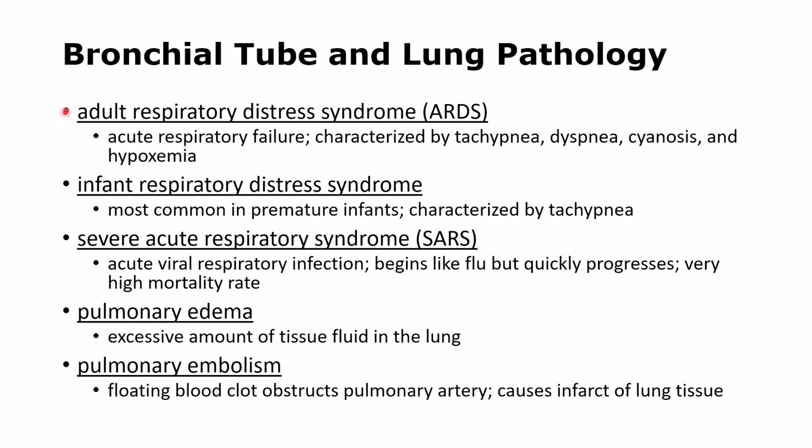Adult respiratory distress syndrome is a respiratory failure. The person has shortness of breath, and that's why they are breathing a lot, breathing fast, and because of the shortness of breath and lack of oxygenation, they get cyanosis, and the level of oxygen decreases in their blood, and they get hypoxemia.